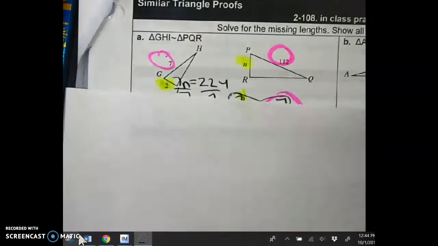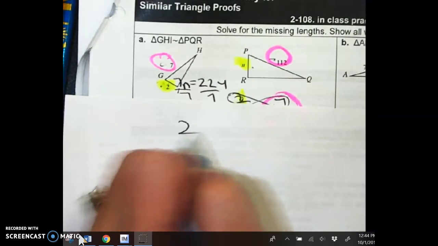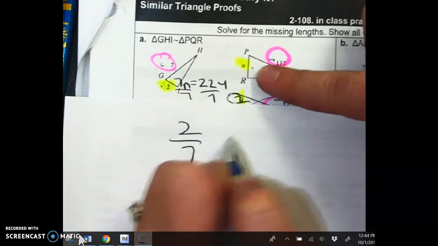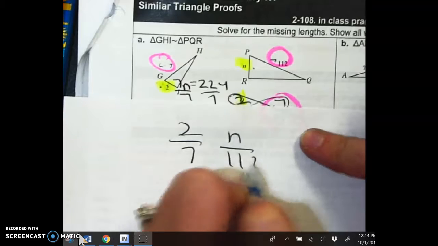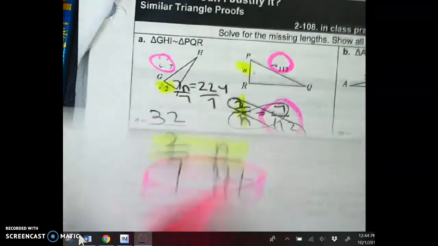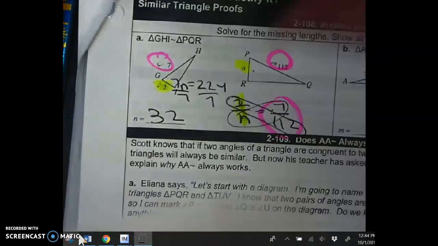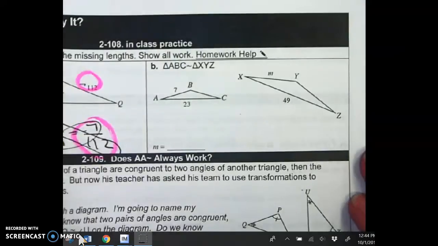I could have instead of going yellow, yellow, pink, pink, I could have gone yellow, pink, yellow, pink. So as long as it's lined up, my yellow's there and my pink's there. They just have to go together, okay? Either way, you'll get the same answer. Let's try the next one.